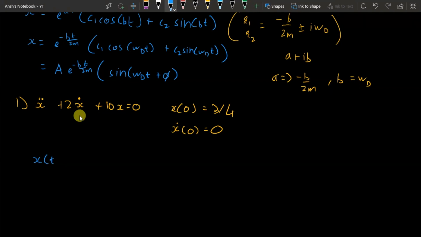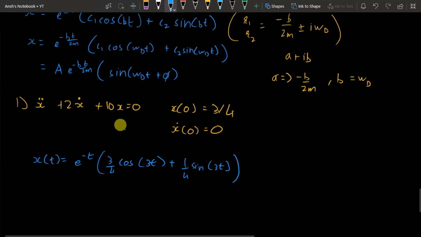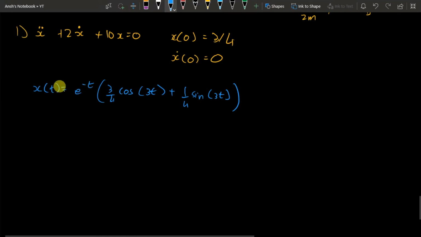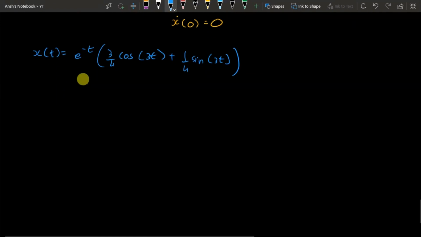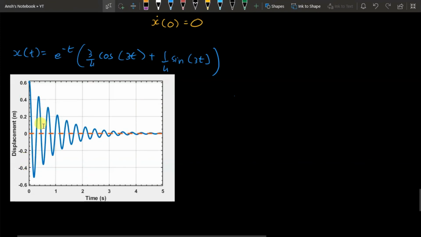Now again for this case the roots will be real and complex conjugates. So the solution will be equal to e raised to minus t, 3 by 4 cos 3t plus 1 by 4 sine 3t. Again, I would encourage you to solve the differential equation, find the general solution, and use the initial conditions to determine the values of c1 and c2. But the plot of this solution is as follows. We can see that the particle will oscillate a couple of times, but the amplitude of the oscillation gradually decreases and eventually the particle stops oscillating.